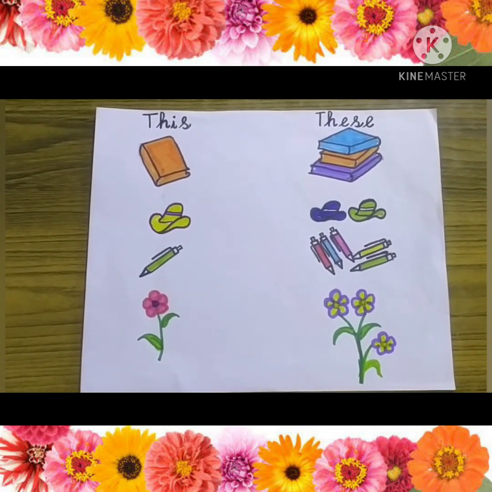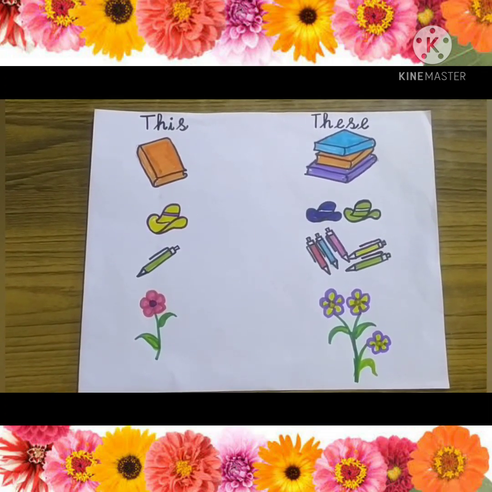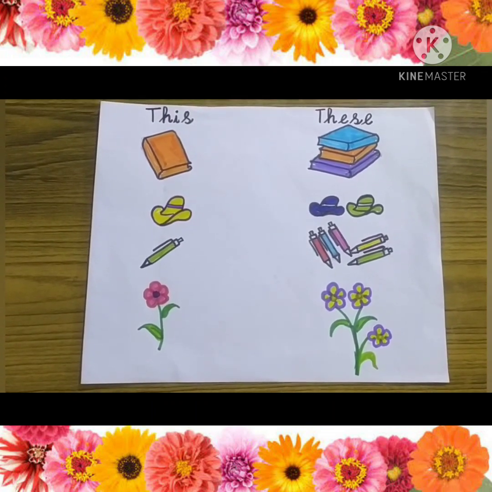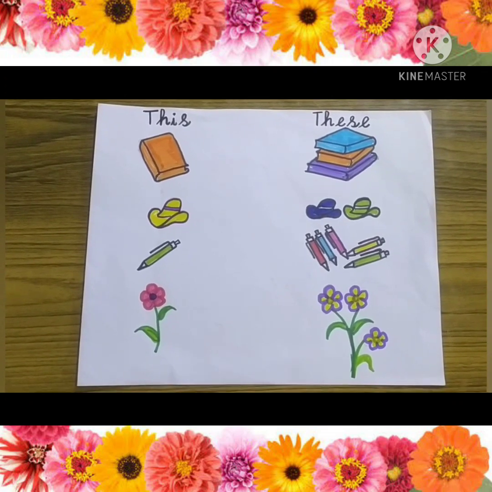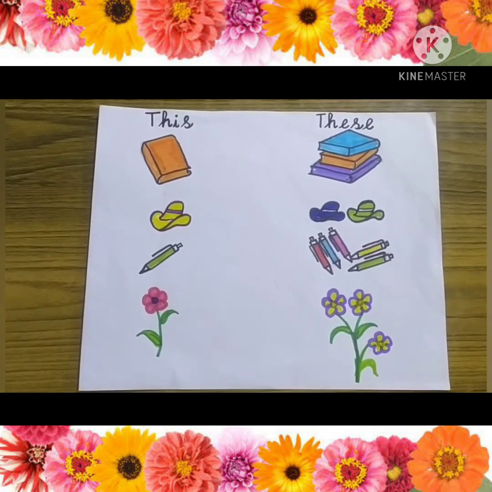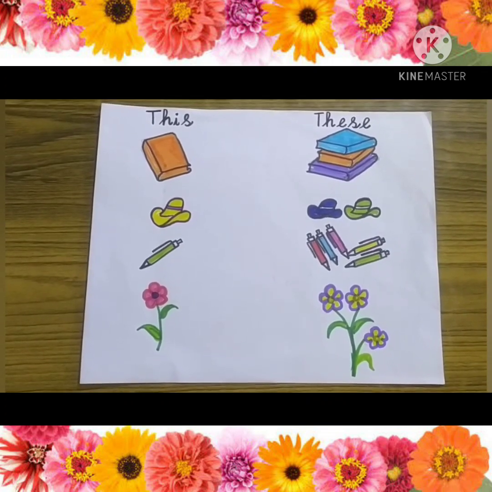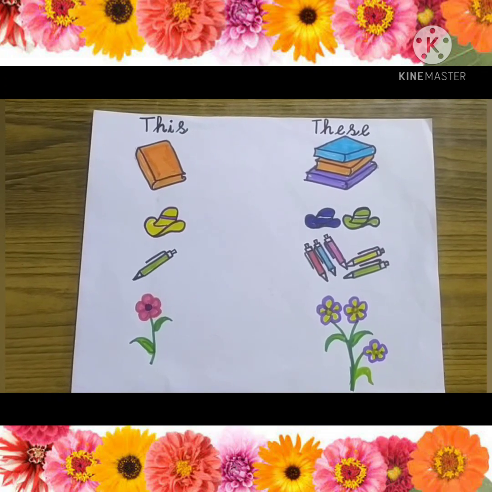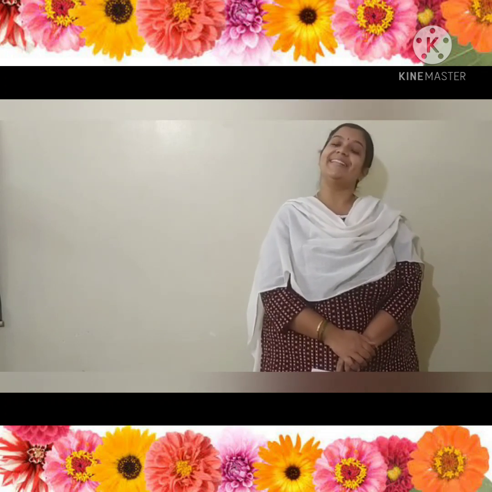We use this when there is only one object and it is near to us. We use these when there is more than one number. When the object is more than one number, we use these. Here it should be near to us. That is when we use these. I hope you are clear with these.